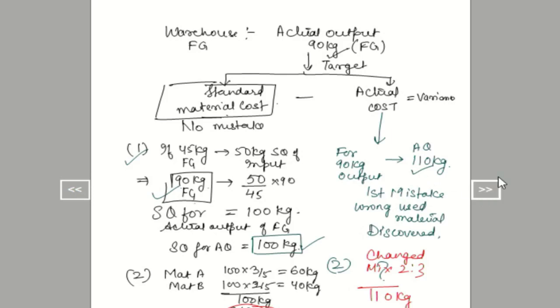This was the computation part. Please write it down. I tried to compute that for 90 kg of output, how much raw material should have been used. This is the standard quantity for actual output. I'm changing the sheet.